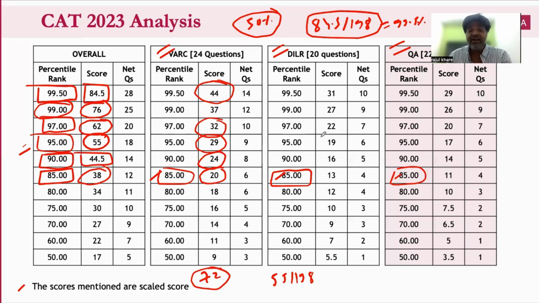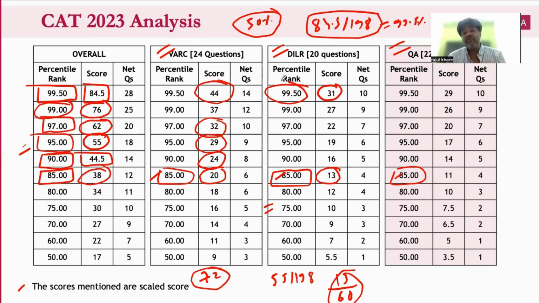Coming to the next section, DILR, you just got 85 percentile at 13 marks. If you get 13 marks out of 60, you will be able to get 85 percentile in LRDI. You should be targeting, I mean, see, a 2 digit score, 10 marks, gave 75 percentile. So you have to just solve 2-3 questions correct and you will be able to clear the cutoff. And 31 marks is 99.5 percentile in LRDI.